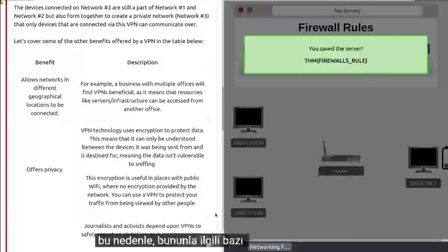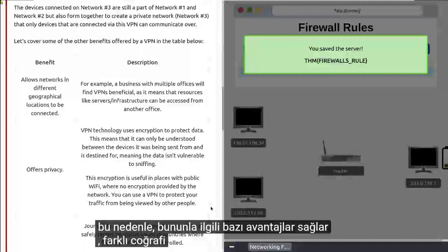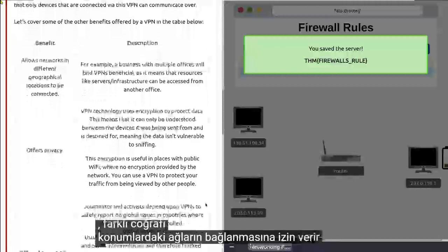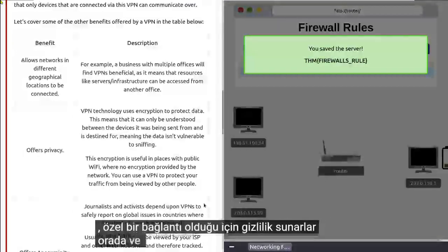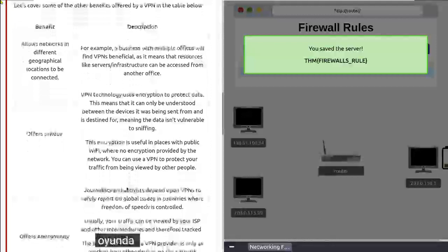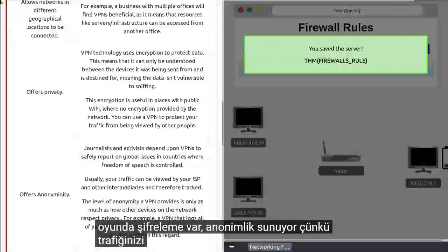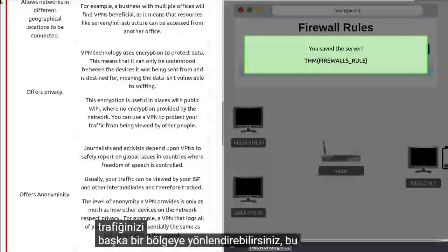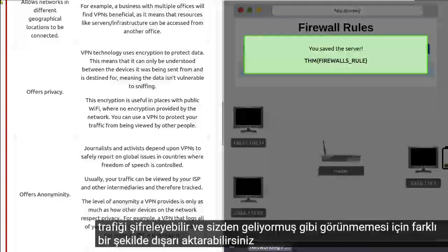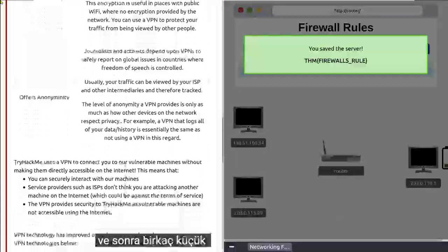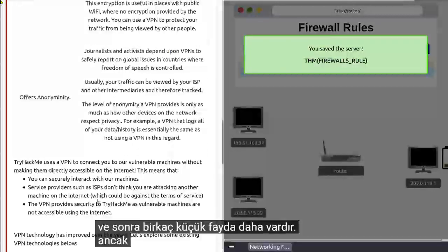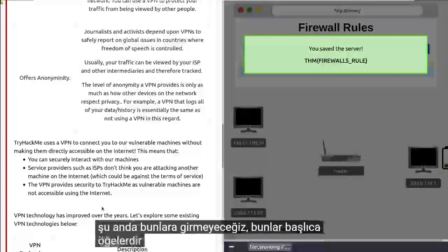So some benefits: it allows networks in different geographical locations to be connected. They offer privacy because it is a private connection, and there's typically encryption at play. It offers anonymity because you can route your traffic through another region. You can encrypt that traffic and push it out a different way so it doesn't look like it's coming from you. And then there's a couple other minor benefits, but we won't get into those right now. Those are the major items.